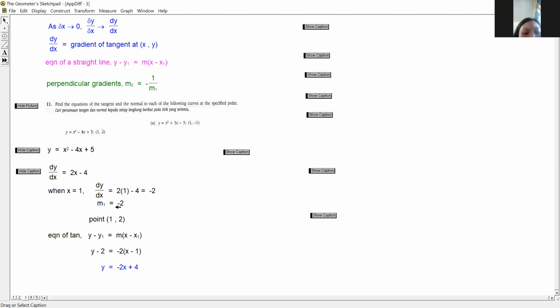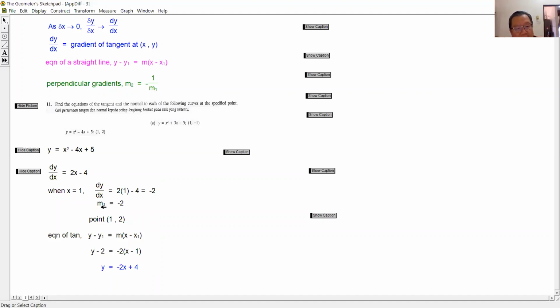Negative 2. We call this gradient m1. Why do we need to call it m1? Because later on we need to find the gradient of the normal, the reciprocal. So when we find the normal, you call that m2. The gradient of the tangent, we call it m1. Is that okay?